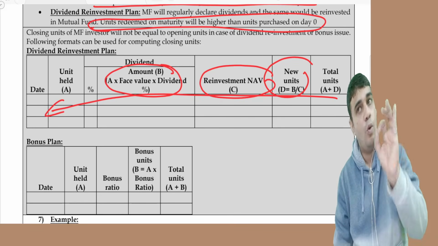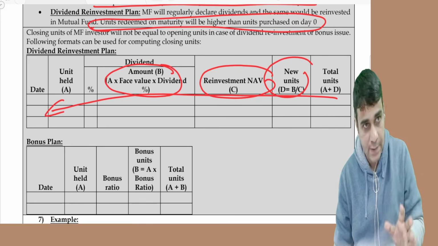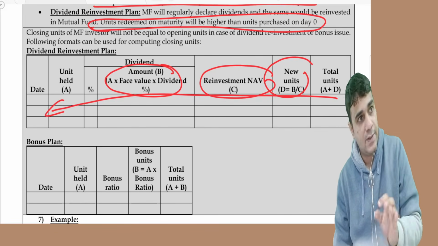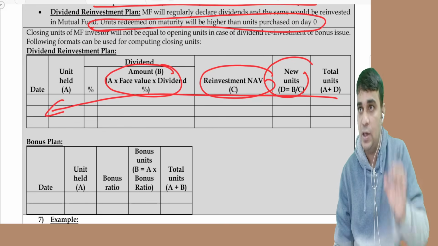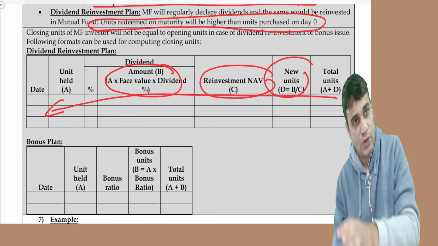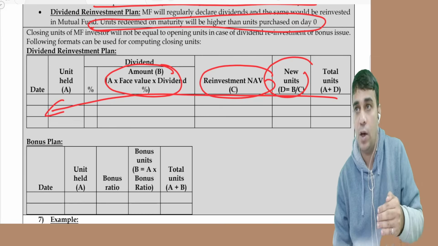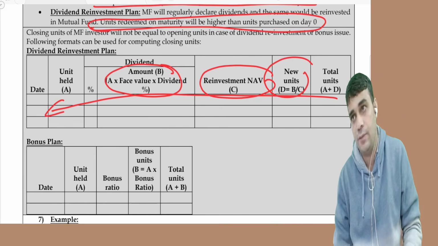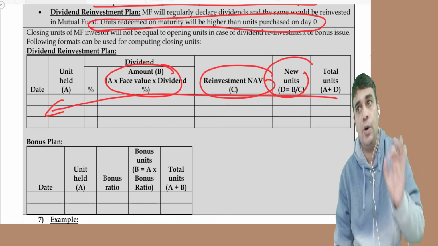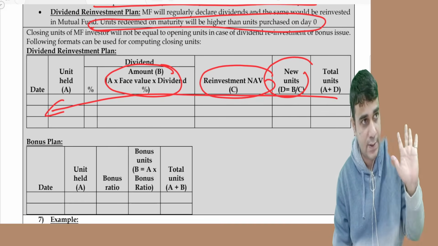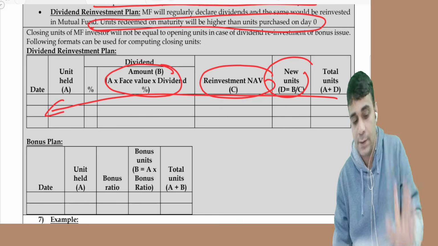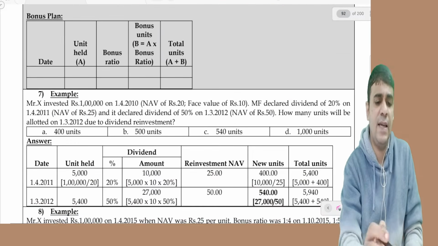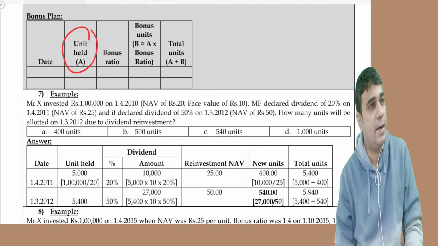Date, opening units, dividend in percentage, dividend in rupees, reinvestment NAV, units allotted, closing units. Repeat the exercise, not one time, not 2 times. You may repeat 3, 4, 5, 6, multiple times. Multiple times you have to repeat this exercise. Clear? Able to understand this? This is reinvestment. Bonus plan, same thing. There will be units in the beginning.